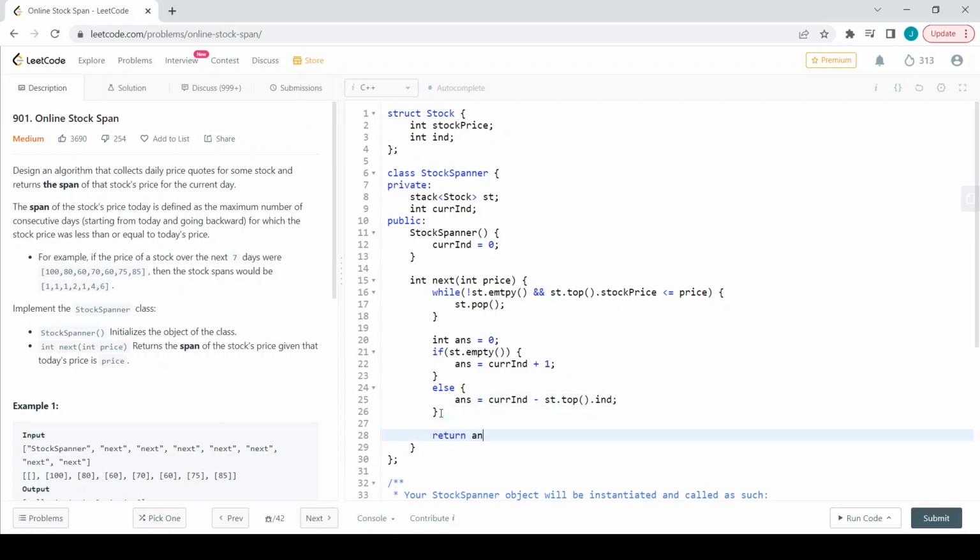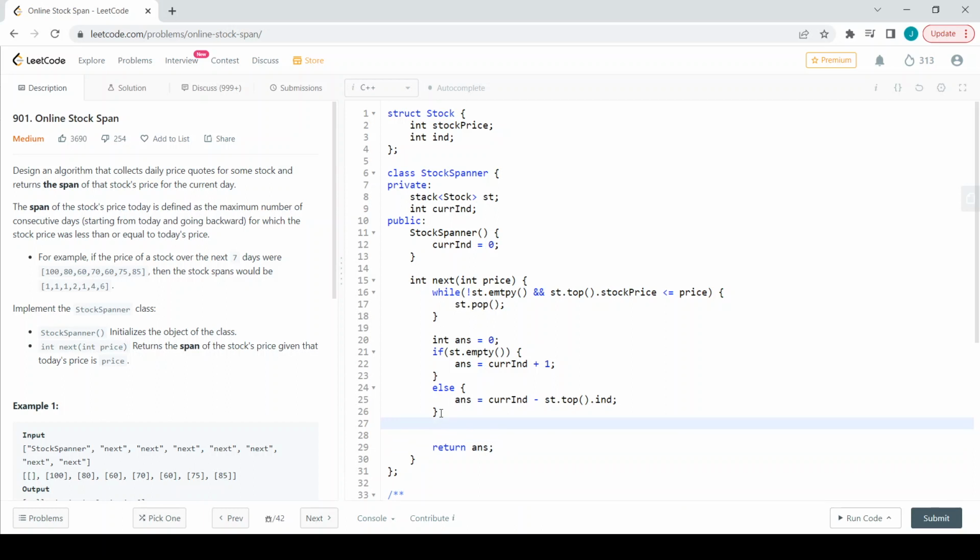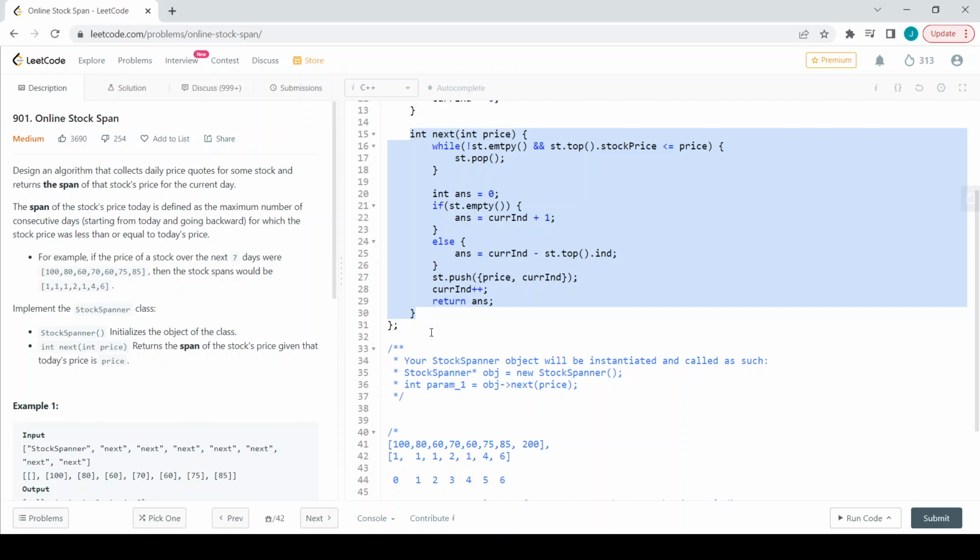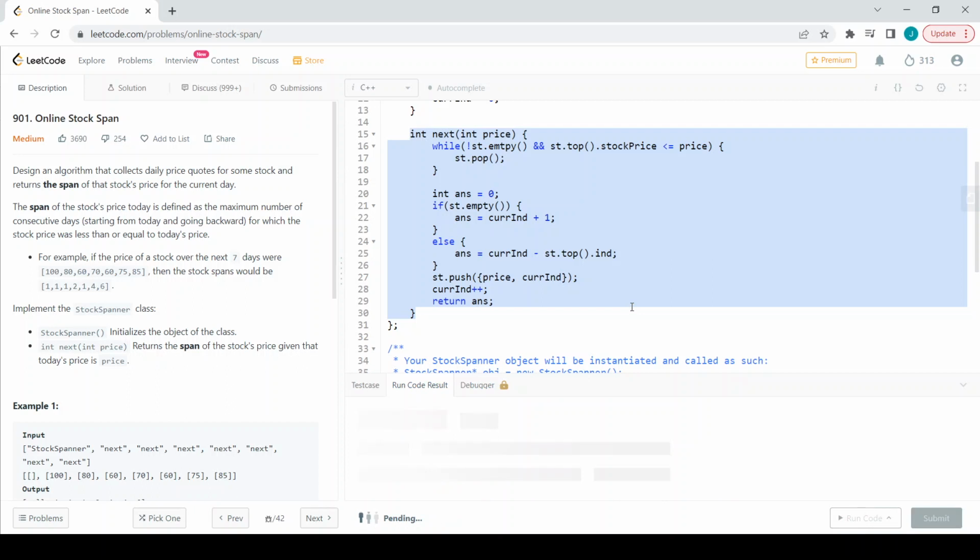At the end I'm going to return the answer, but before that I want to push the current price with the current index into my stack. So stack push of price comma the current index, and each time I'm going to increment my current index as well. This is not an order of n square solution. We are finding just the next greatest element using a stack. So let us try to run our code.